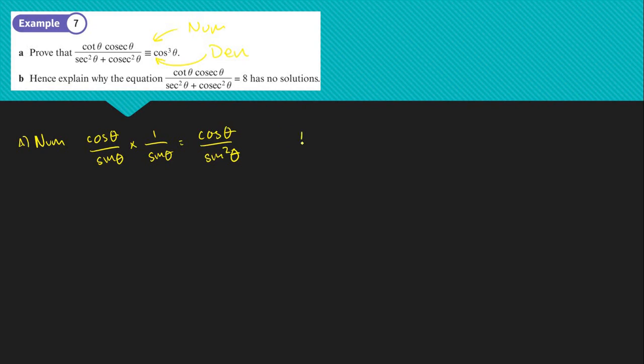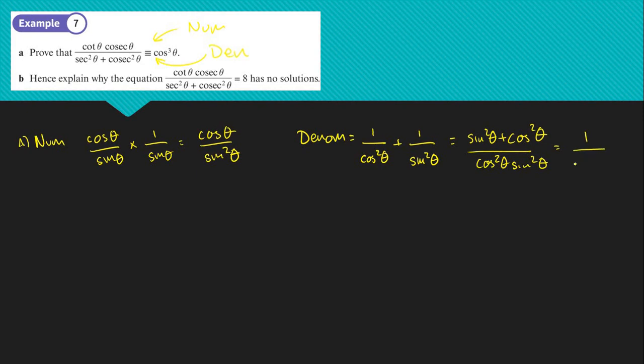That's the numerator. Now in the denominator, you're going to have sec squared theta, which is 1 over, third letter, cos squared theta, plus cosec squared theta, which is 1 over sine squared theta. And when you do that, you're going to multiply that by that, and then add those two things together. So you'll end up with sine squared theta plus cos squared theta over cos squared theta sine squared theta. And obviously look, the numerator there, that's 1. So 1 over cos squared theta sine squared theta.